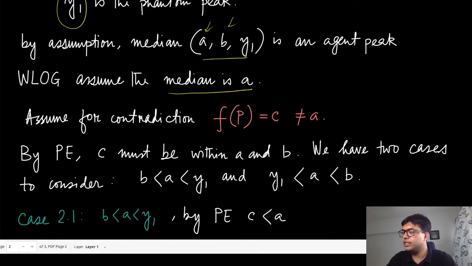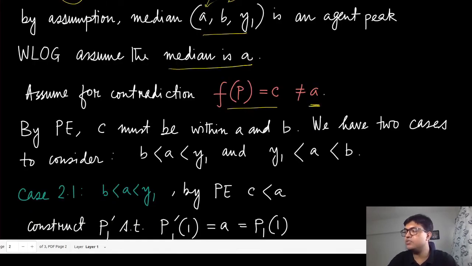So let us assume for contradiction the outcome is C, which is not equal to A. We have to show that this outcome, the social choice outcome, should be exactly equal to that median. But let us assume that is not true. Then by Pareto efficiency, we know that C must be within the interval between A and B, right? So that is something that we have seen.